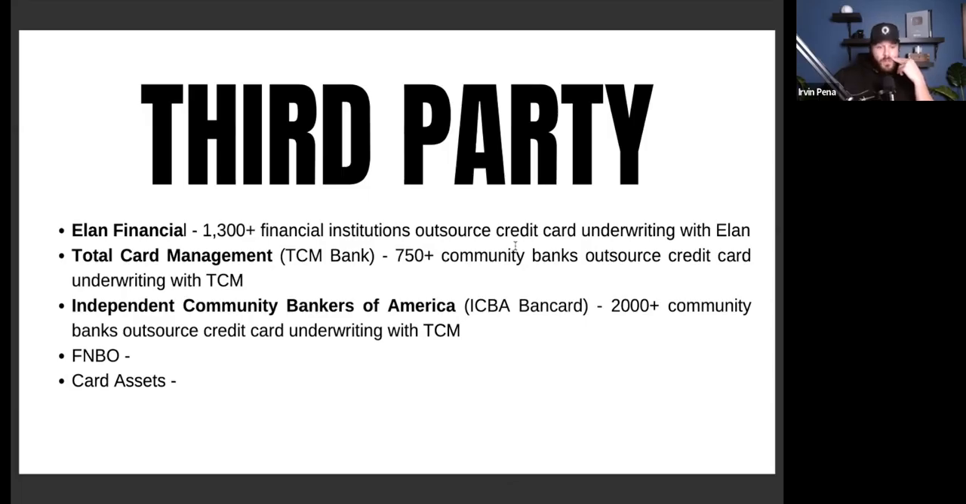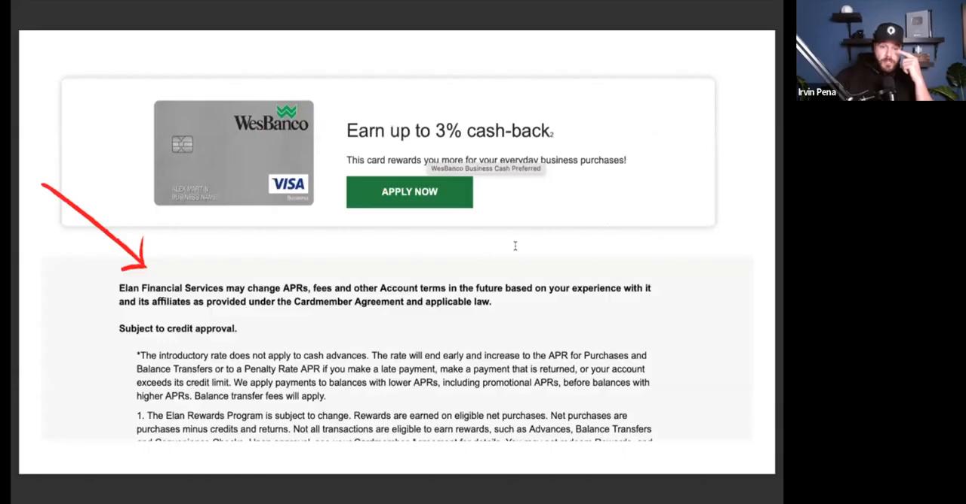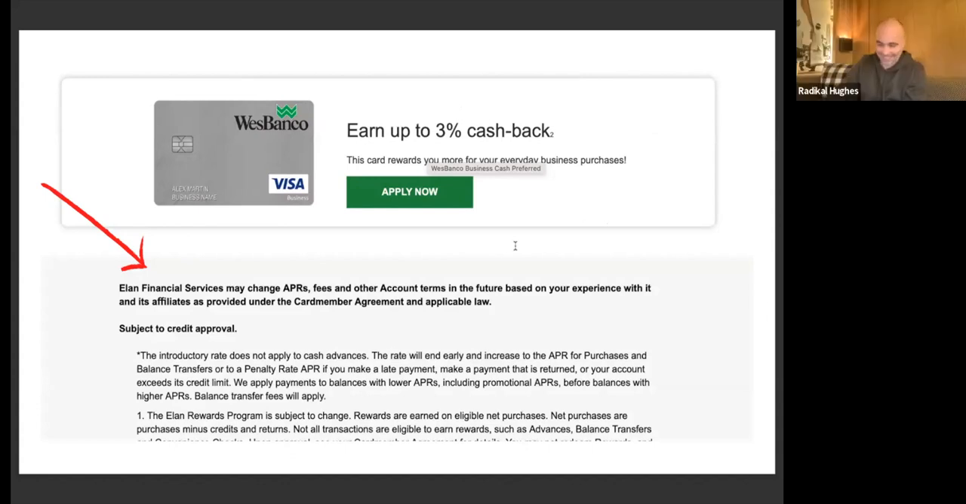Now, something else I want you to know here is that Elon Financial is a subsidiary of US Bank, which we covered, I believe, last week, which you guys should know. But here's why this piece is important. Let's say that I'm applying at West Banco and I'm doing a funding sequence, or somebody's doing it for me. You're going to end up applying at the same bank inside of the same system, so inside of the same database.